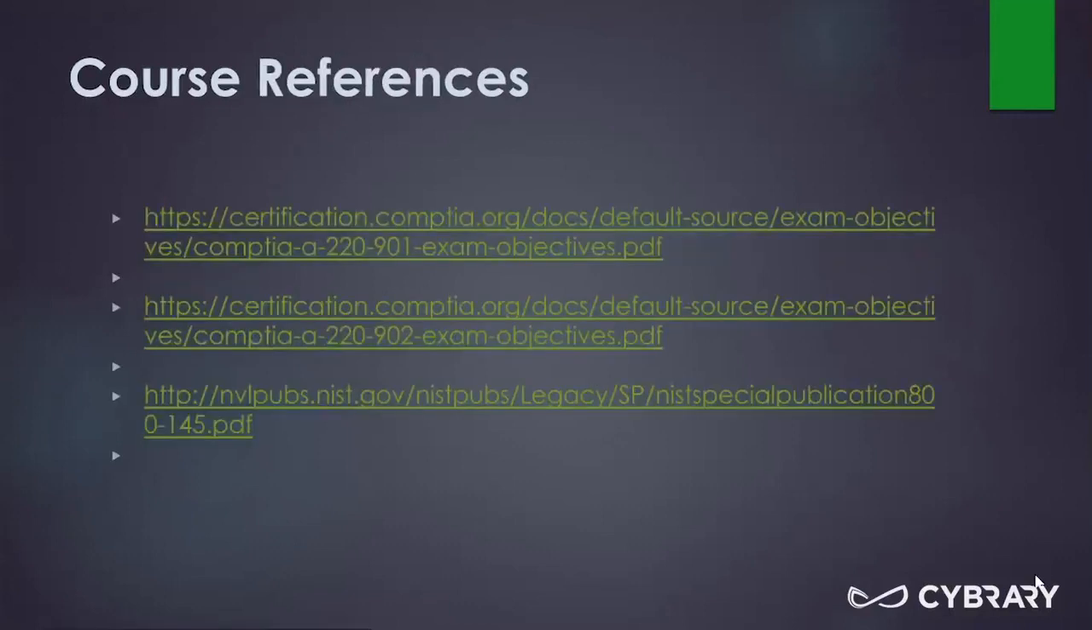First couple of things we've got here are course references that you might want to check out. First one you see is the exam objectives for the CompTIA 220-901 exam. That's the hardware exam. The second link you see is the exam objectives for the 902, covering operating systems. And the third one is a National Institute of Standards and Technology special publication covering the cloud, giving you definitions that you need to know and concepts that you need to understand.